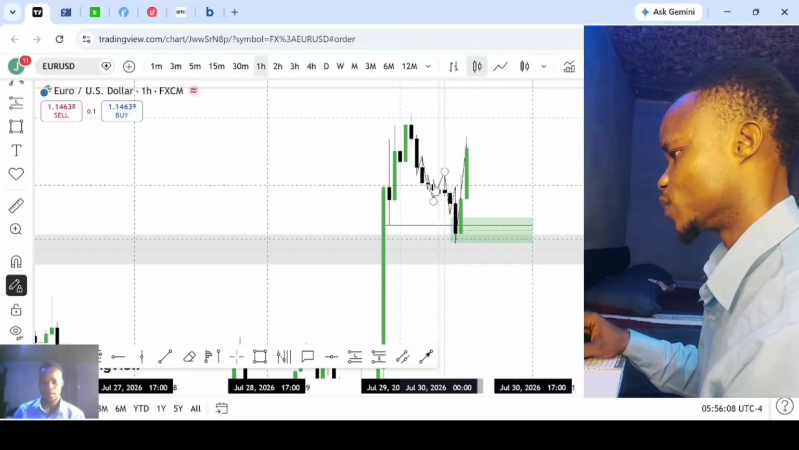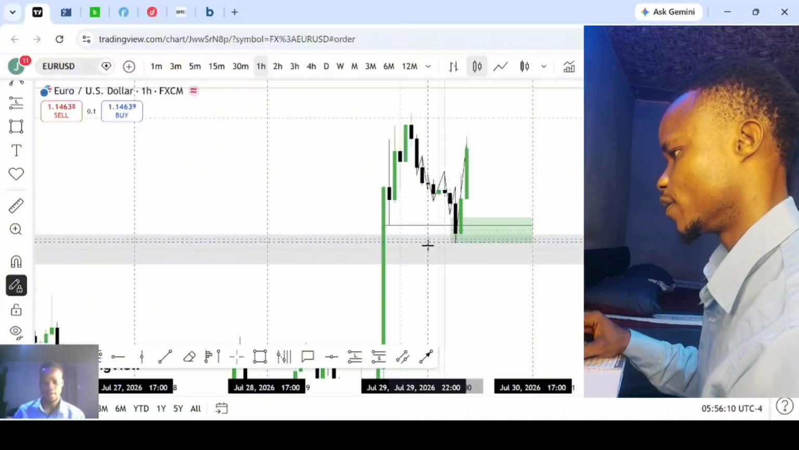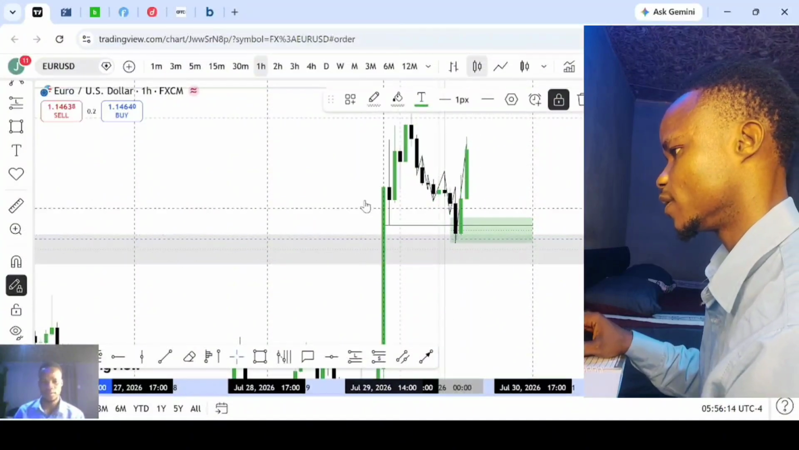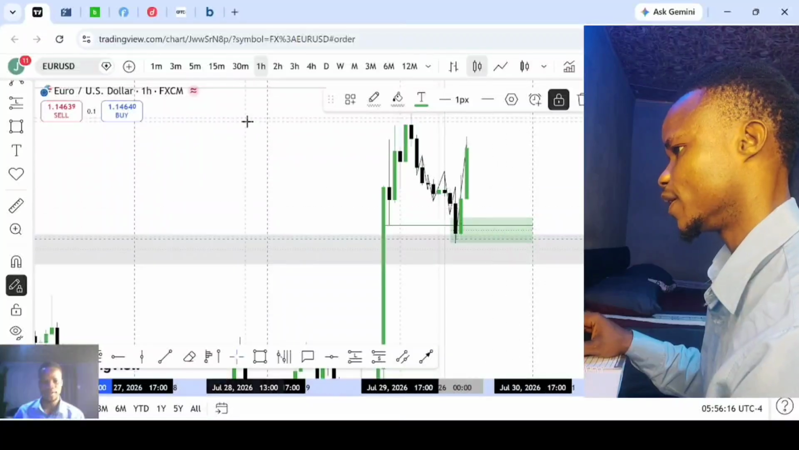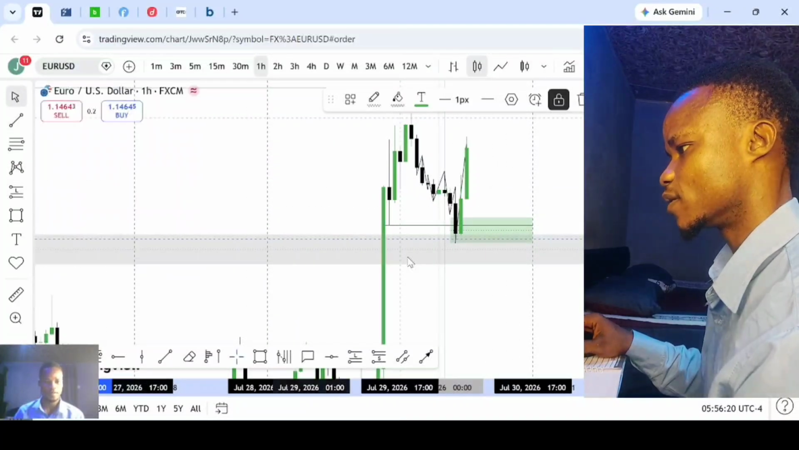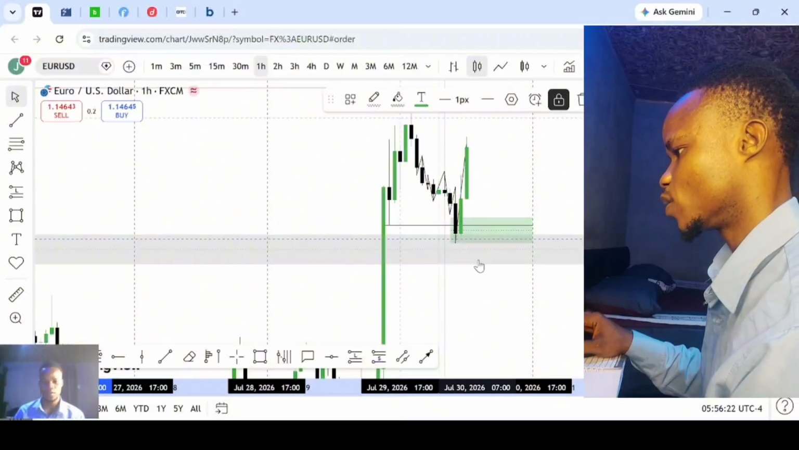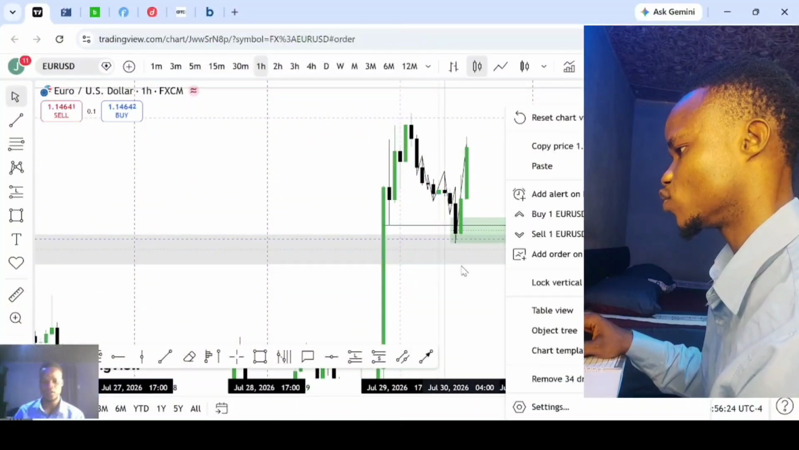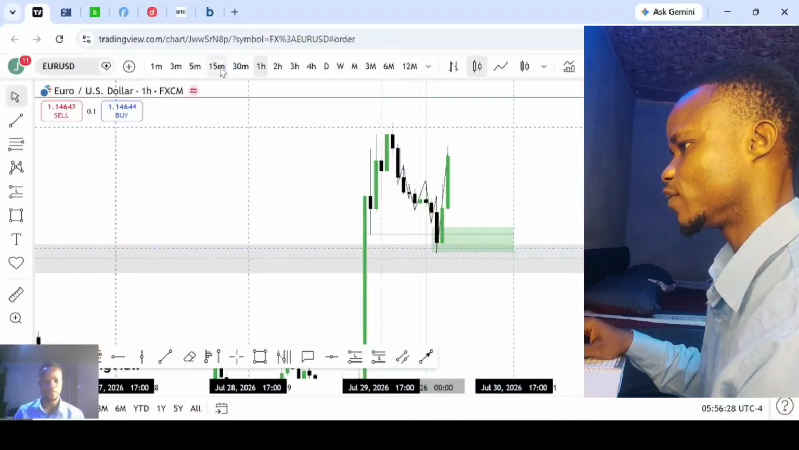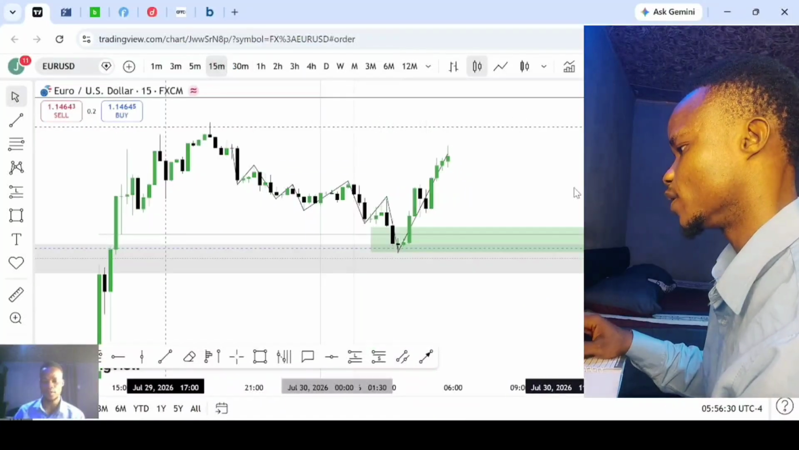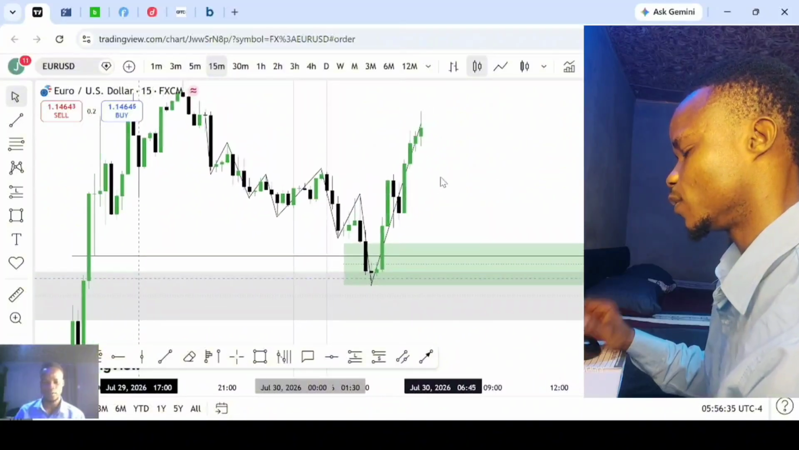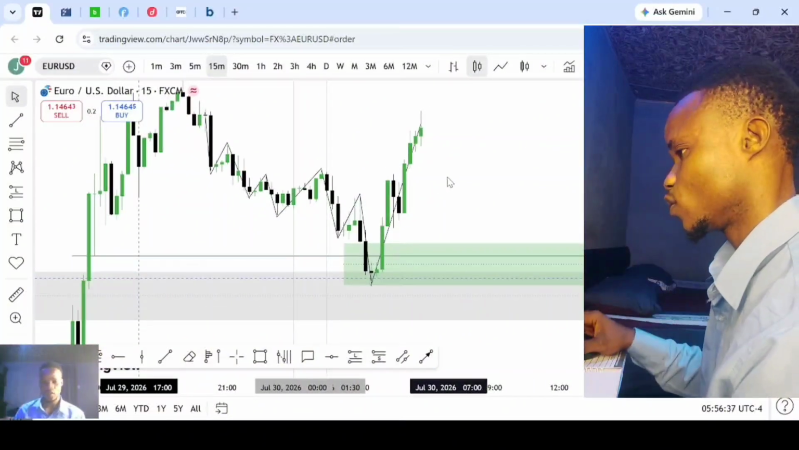This morning I was expecting price to drop to this area, this box, then price drops to this box. Another thing I was expecting is that when price drops to this box, I am expecting to buy from this area. While I wait for my entry, I drop to 15 minutes. So I have my entry on 15 minutes and 5 minutes.